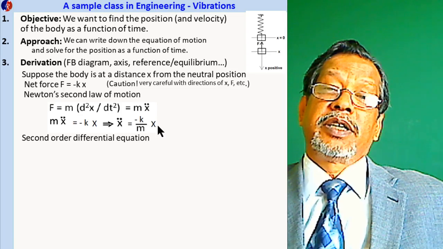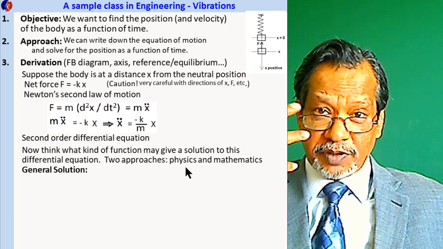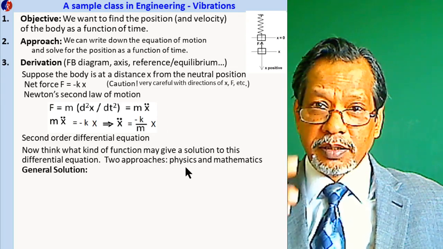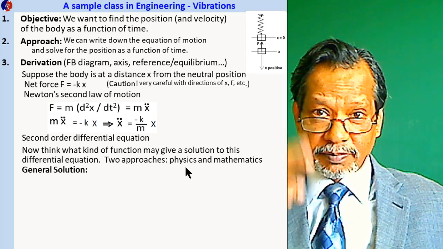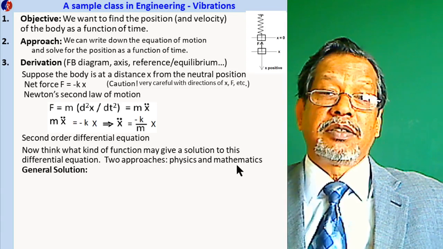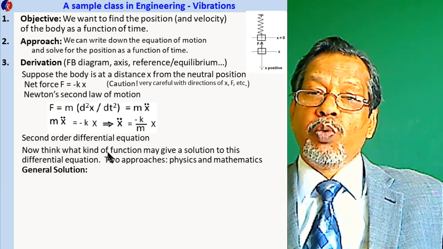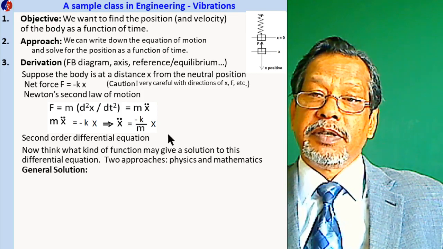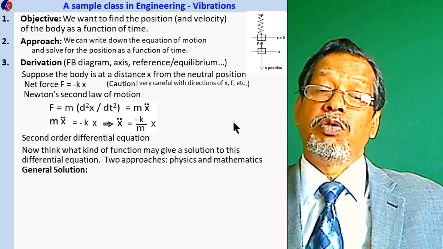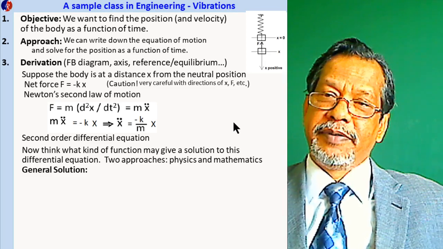Well, let's take two different approaches. Physics: they have seen how it behaves. What kind of function could be describing this motion? And then we'll do the mathematical approach. We'll take the mathematical approach too. Now think what kind of function may give the solution to this differential equation. Two approaches, physics and mathematics. You have to always relate physics and mathematics together. Okay, so let's say the physics part.